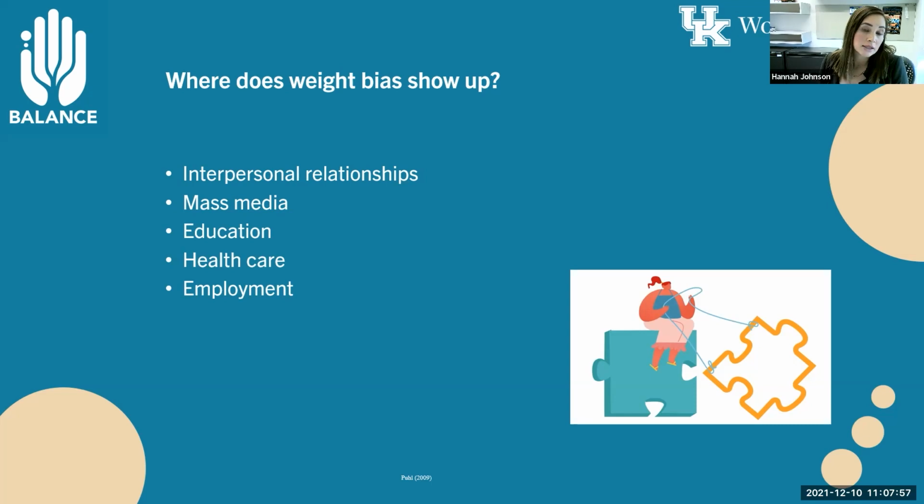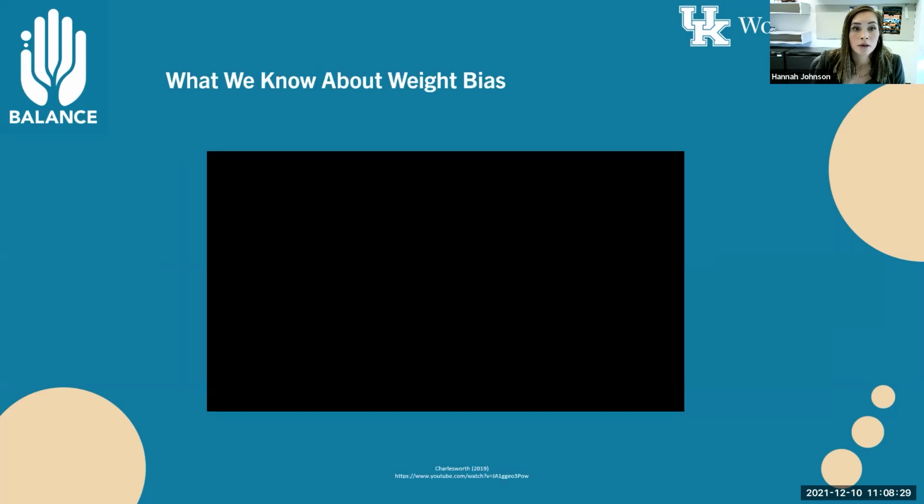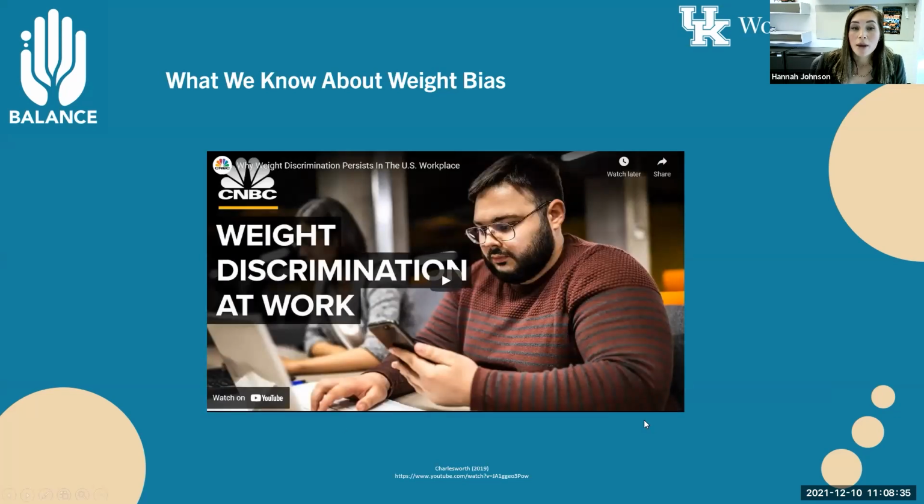And then the focus of this presentation is where weight bias shows up in the workplace or in employment. But like I mentioned, I really think that it's going to translate into how weight bias shows up in your life personally, whether you have received weight bias or whether you potentially consciously or unconsciously have perpetuated weight bias. So hopefully you'll realize that we can make adjustments to this in all of these different areas. Here is a brief video that I'm going to show you about what we know about weight bias, specifically in the workplace.